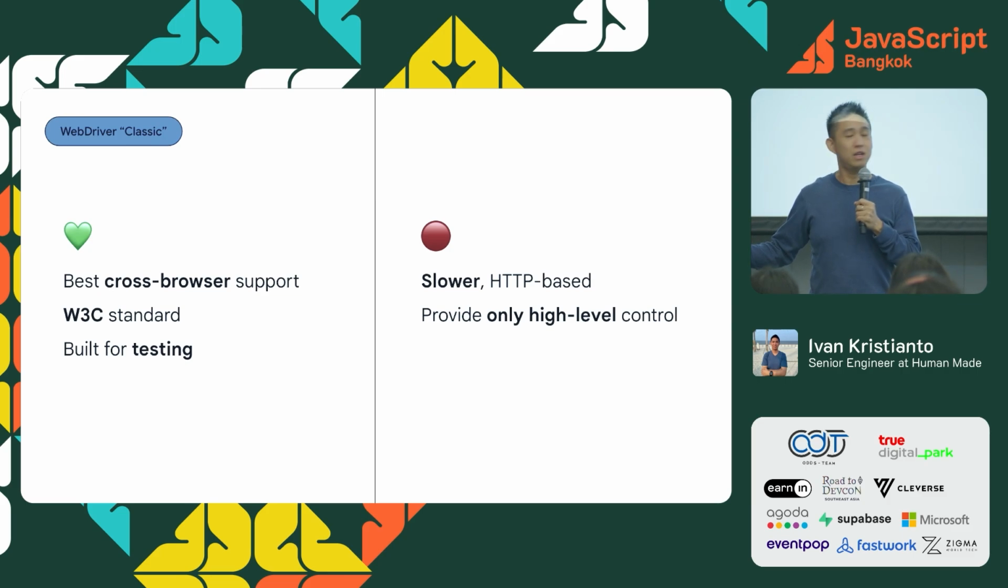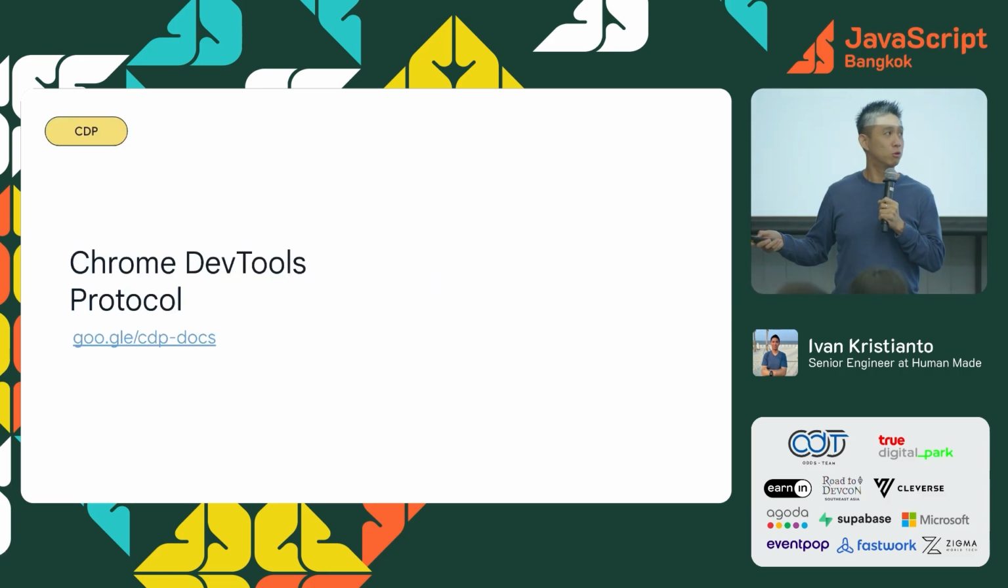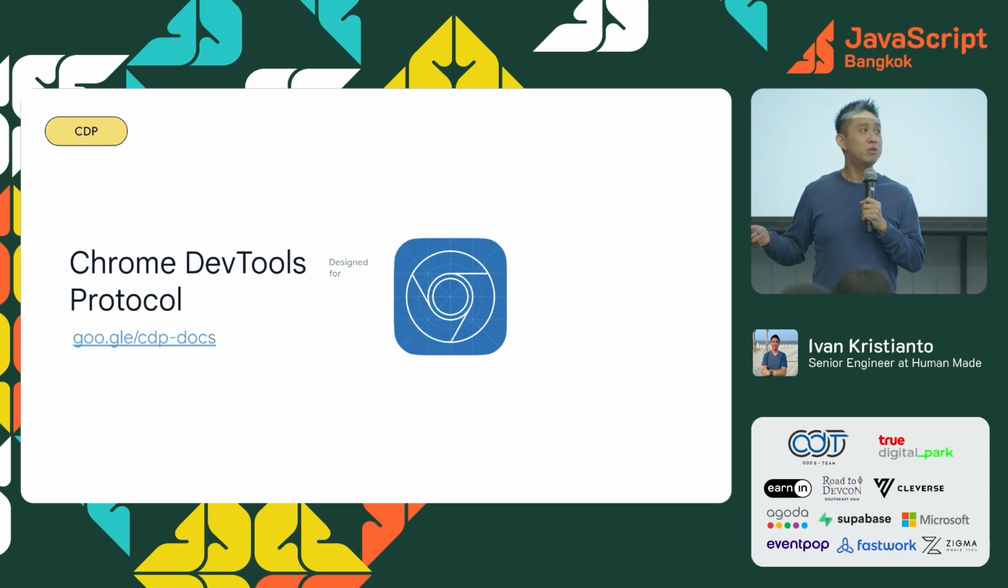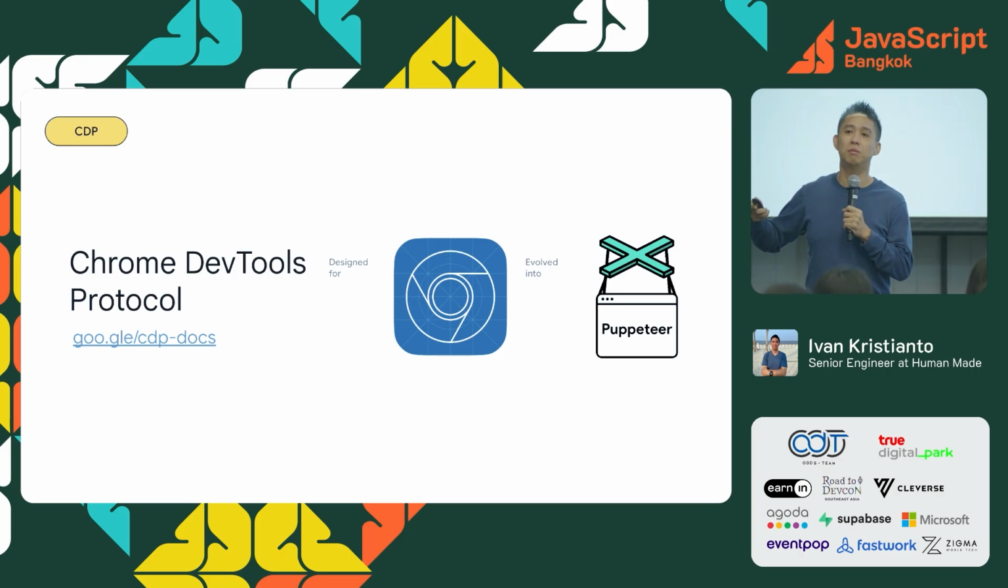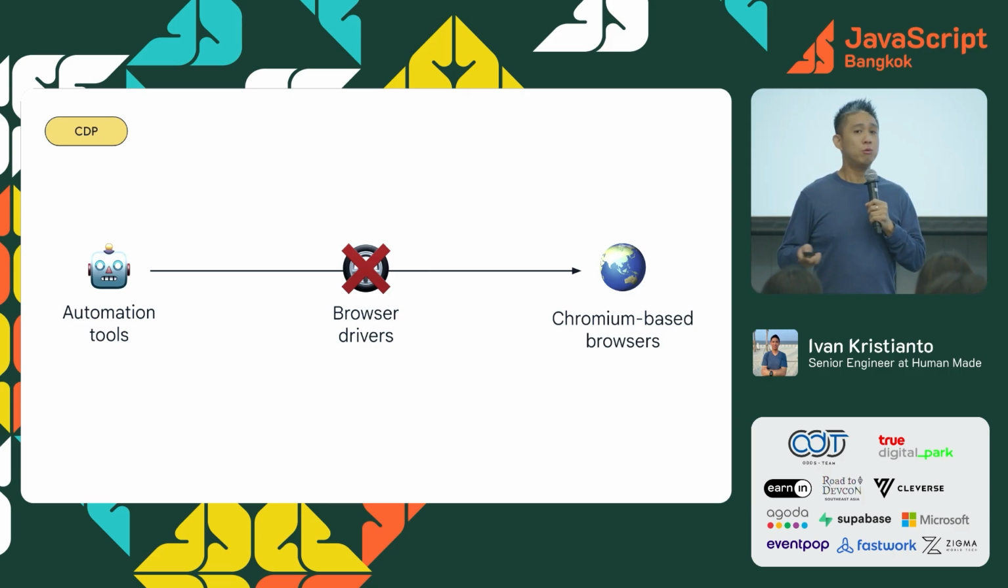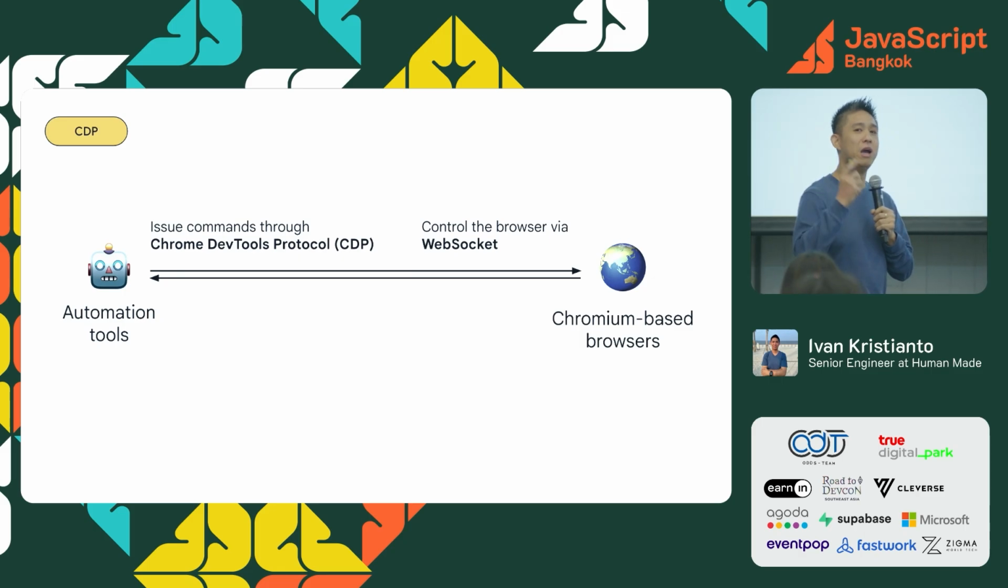The second part is CDP, the Chrome DevTools Protocol. As the name suggests, it's only for Chromium browsers, and of course you know Puppeteer. It's the browser automation for Chrome. How it works is that it doesn't use the browser driver. It interacts directly with the browser through WebSocket. And since it uses WebSocket, it's bidirectional by default.